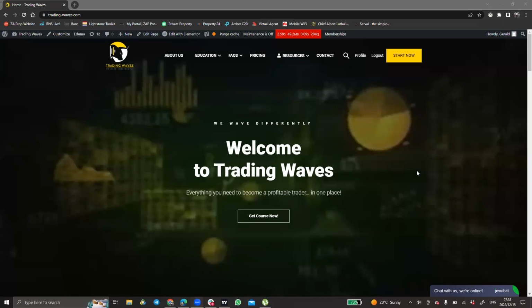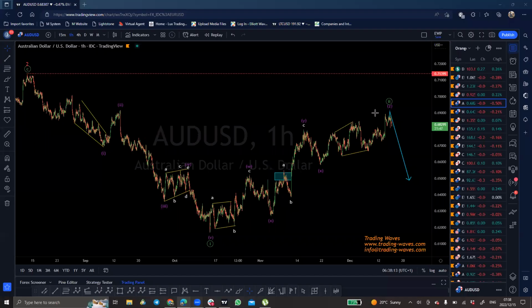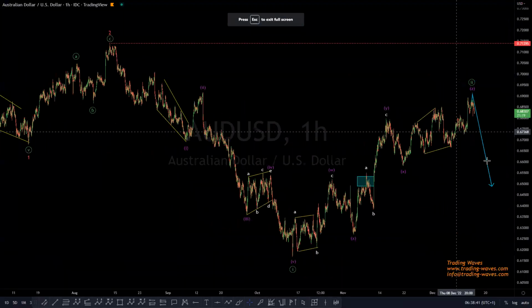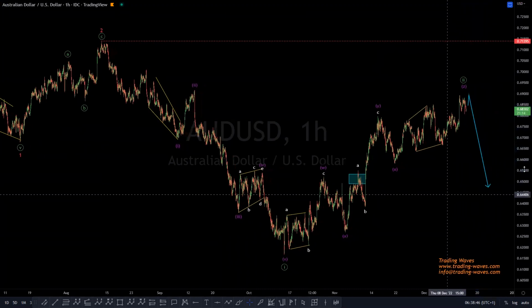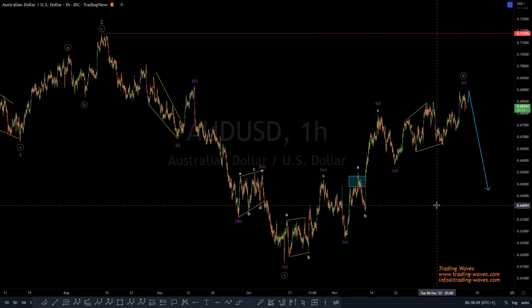We focus today on AUD/USD, on a short-term view on the Australian dollar versus the US dollar, and we'll be looking at what could possibly happen next on AUD/USD.